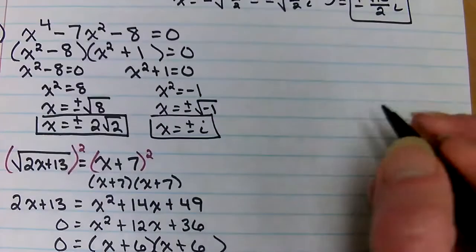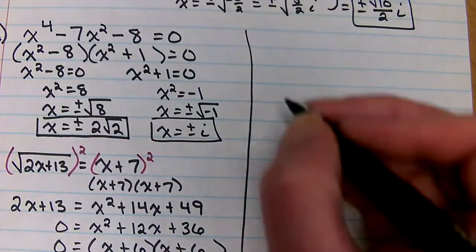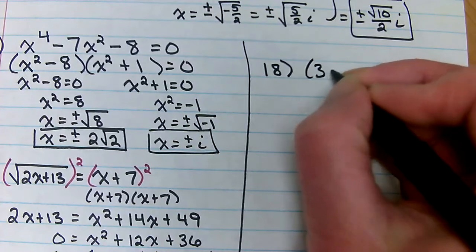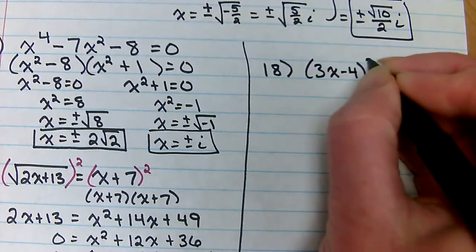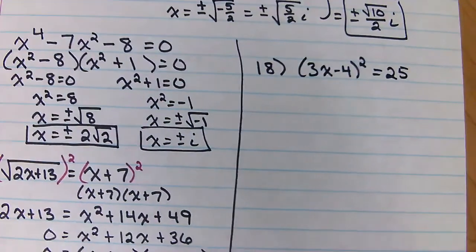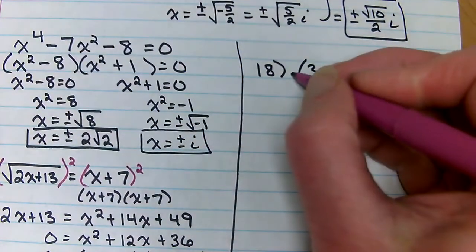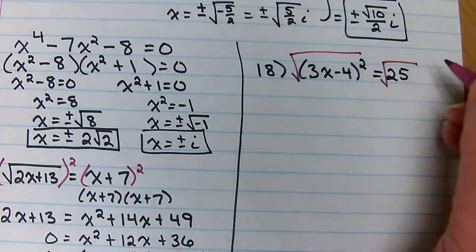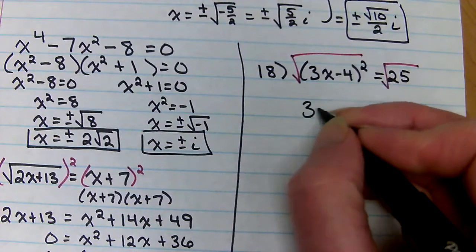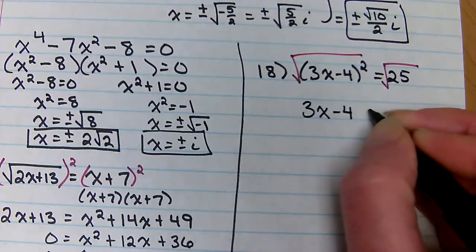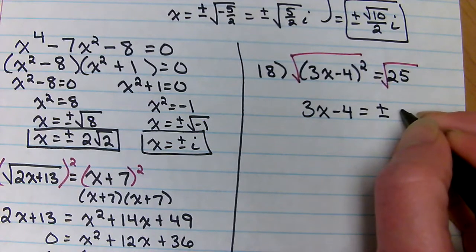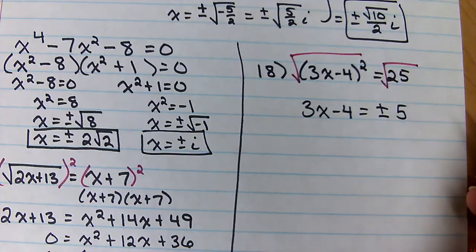Now 18, I think I can fit that over here. So this time I have something squared. Well, I'm going to square root both sides. Square root of something squared releases it. And this is going to be a plus or minus. Square root of 25 is 5.